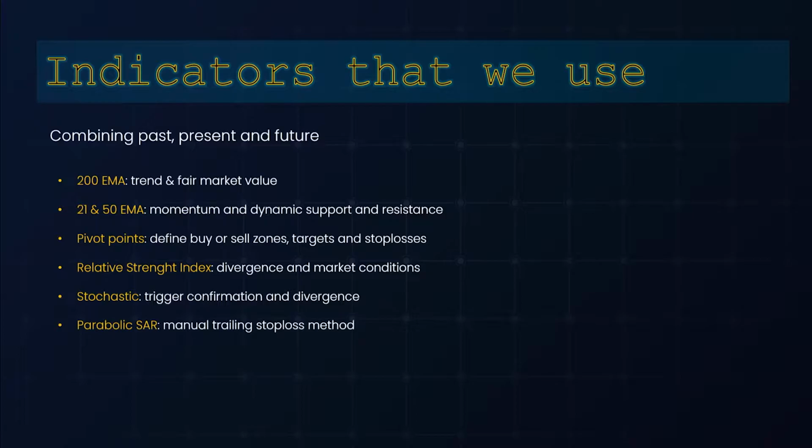Then we'll talk about the parabolic SAR, which we can use to actively but manually trail our stop loss. And we can also use Fibonacci as a tool to measure retracements and determine price targets. We'll go over these tools one by one, so you'll have a better understanding about them and how to use them, especially in this strategy. Let's head to the charts.